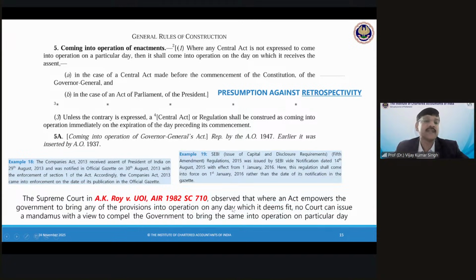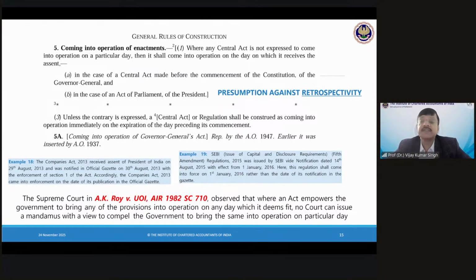Let us give you the examples. There are two examples. One, this is coming from your book. The Companies Act received assent of the President of India on 29th August 2013 and was notified in the Official Gazette on 30th August 2013 with the enforcement of Section 1 of the Act. Accordingly, the Companies Act came into force on the date of its publication in the Official Gazette. So you get the force. The law came into force on 30th of August 2013 when it was notified for the information of all the public.